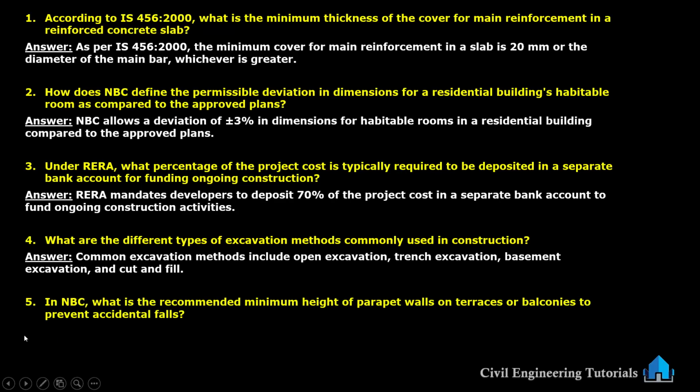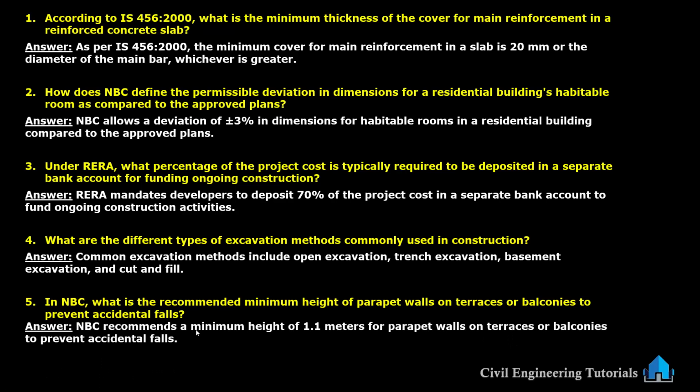Fifth question. In NBC, what is the recommended minimum height of parapet walls on terraces or balconies to prevent accidental falls? NBC recommends a minimum height of 1.1 meters for parapet walls on terraces or balconies to prevent accidental falls.